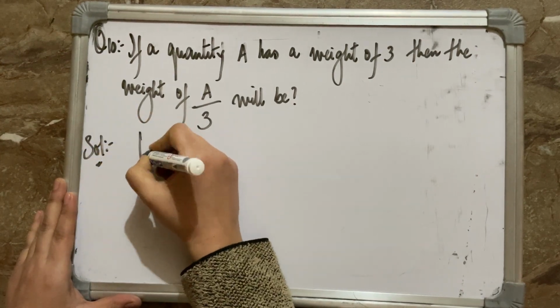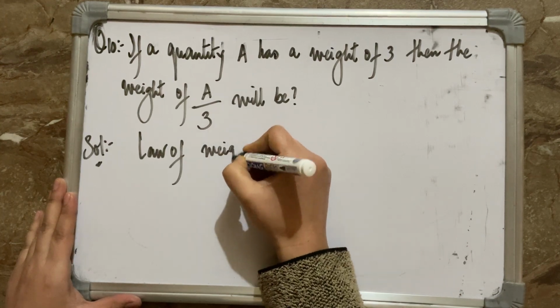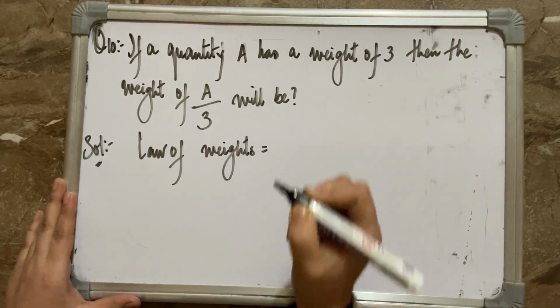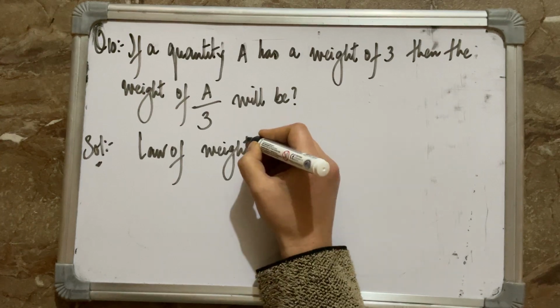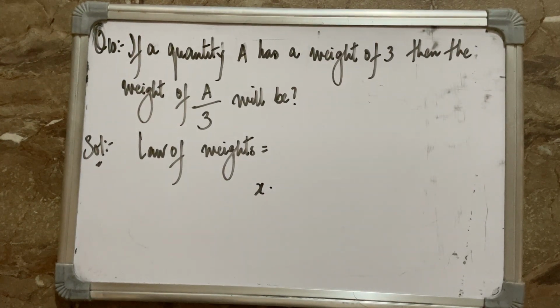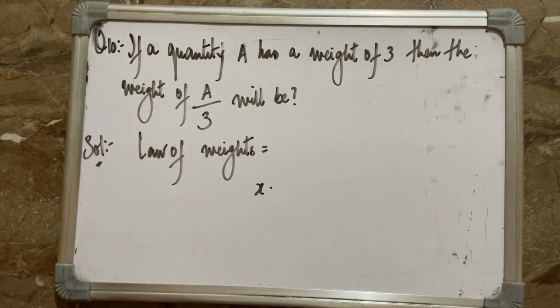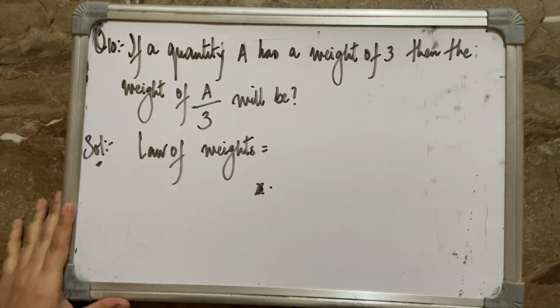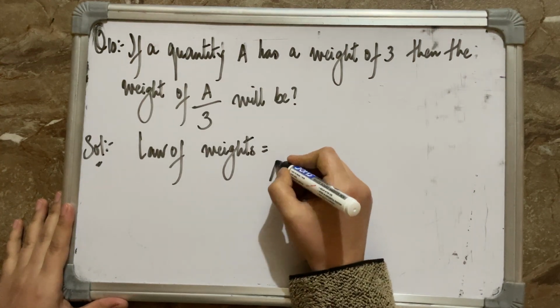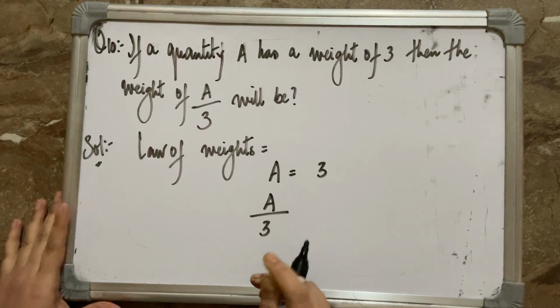As per the law of weights, if any quantity has weight, let's suppose x, then if we divide that quantity by some constant, the weight of the quantity becomes the same weight multiplied by the square of it. Here quantity A has weight 3. So I am dividing it by 3.